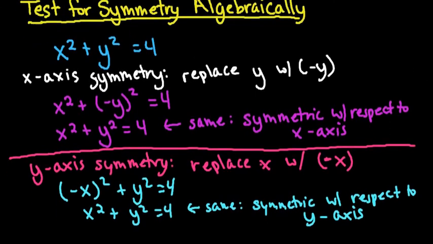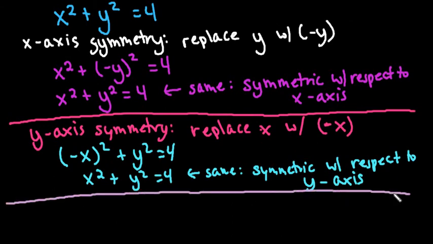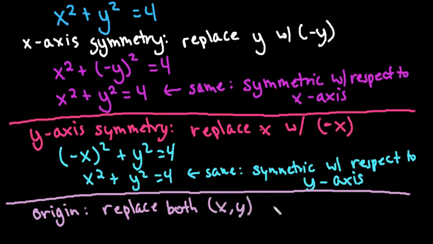Okay, and since it's already symmetric with respect to both of those, then it's also going to be symmetric with respect to the origin. But I want to go ahead and show you what that looks like. So for the last one, in order to be symmetric with respect to the origin, we are going to replace both x and y with negative x and negative y.